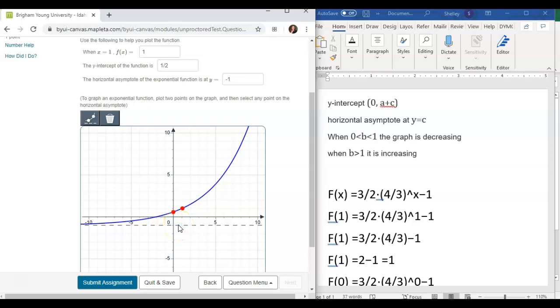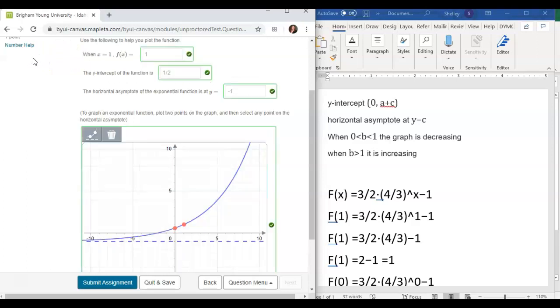And we can check this on the how did I do. Look for our green check marks, and it looks great. Everything looks great. If you have questions, feel free to email me, and I hope this helps.